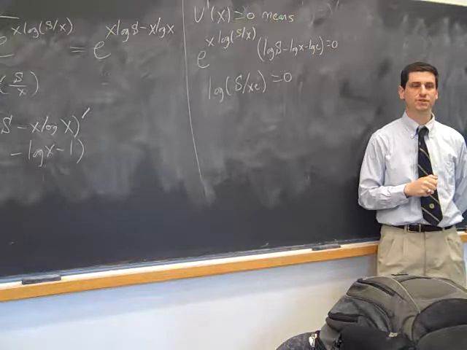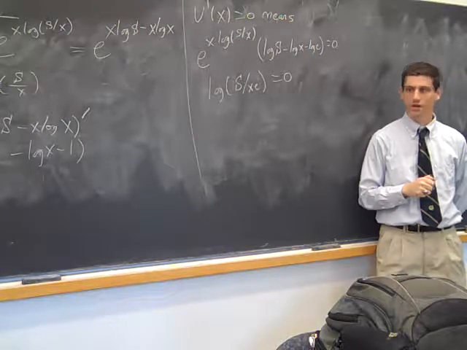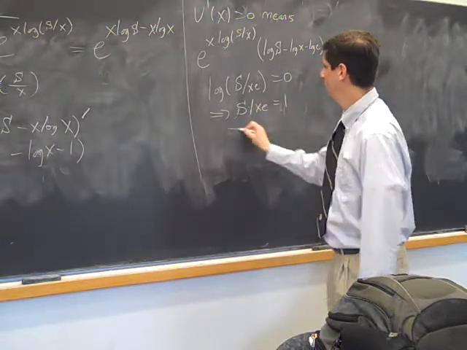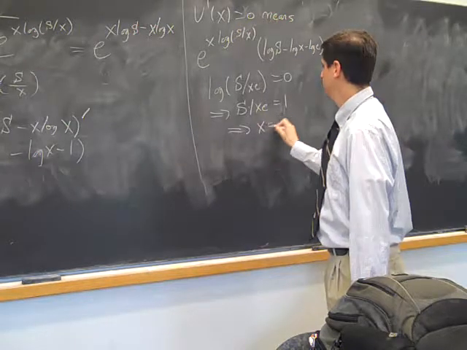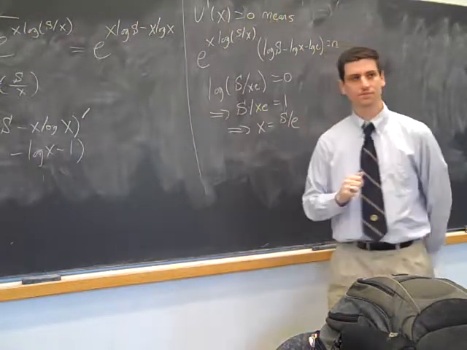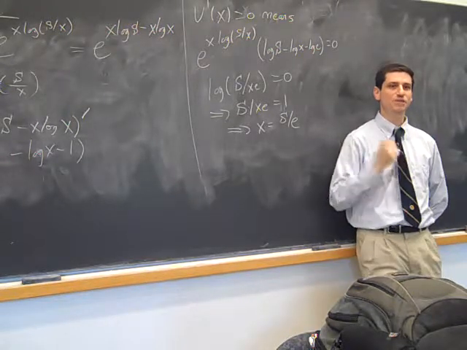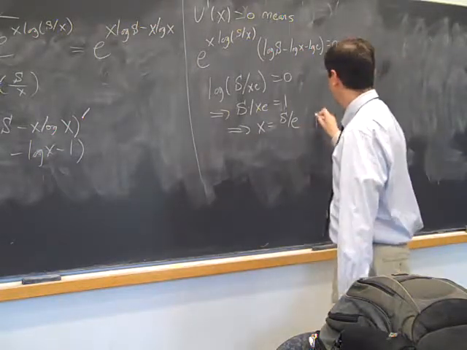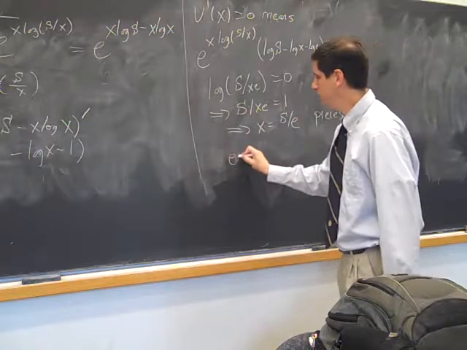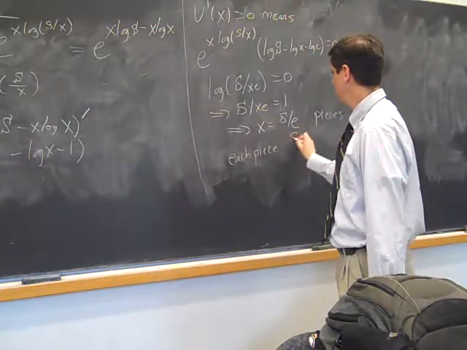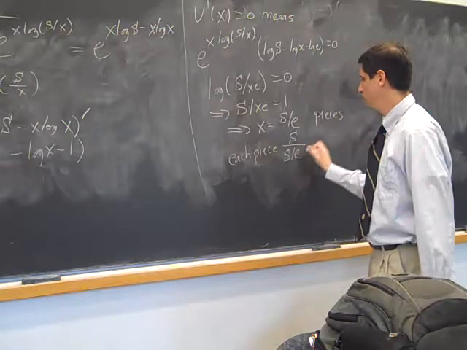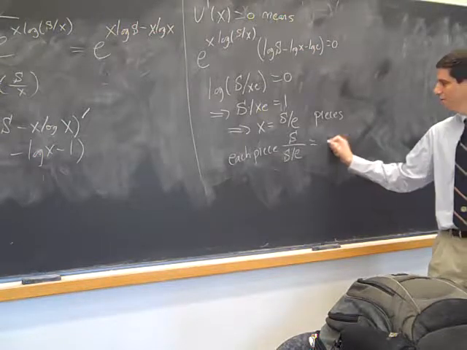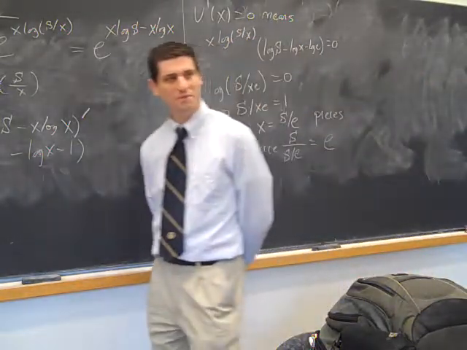What number has a logarithm of 0? 1. Therefore, s divided by x over e equals 1. Therefore, x equals s divided by e. So what it's telling you is that if you want to divide your number up, the number of pieces you want to have is s over e. That's how many pieces. And each piece is going to be s divided by s over e equals e. So what you want to do is divide your number up into e's.